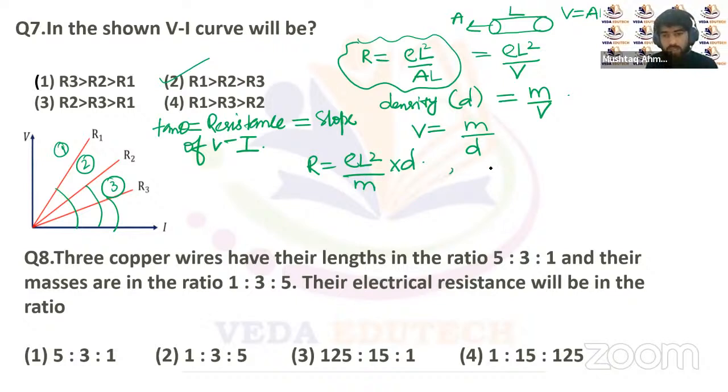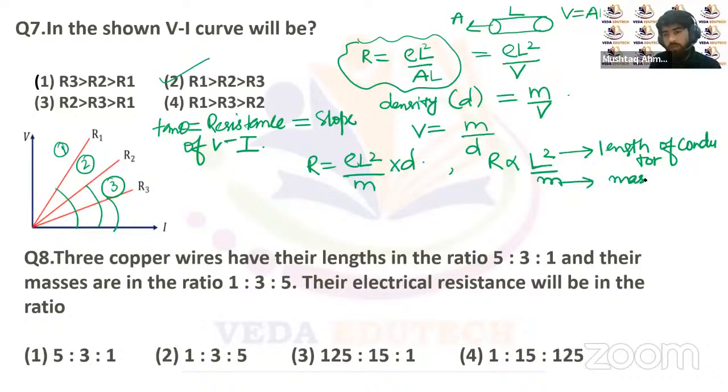Now from here you can see the resistance is proportional to L square upon M, where L is the length of the conductor and M is the mass of the conductor. Now we have to calculate the ratio of these resistances.